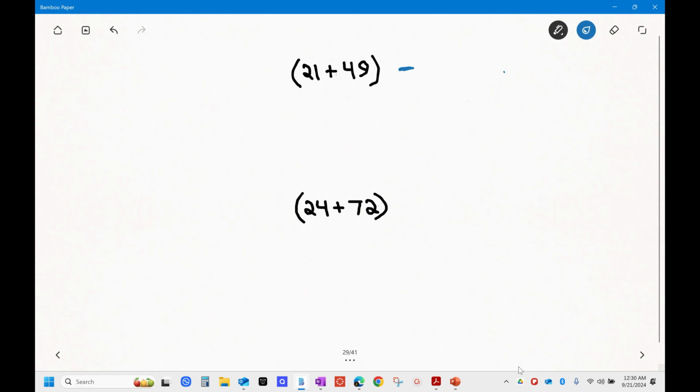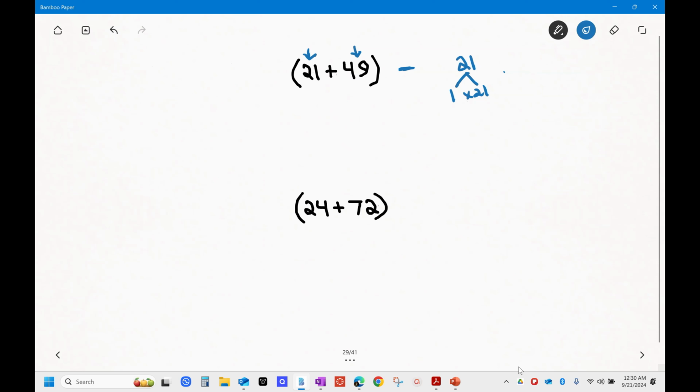So let's look at this first problem, and we just have parentheses 21 plus 49. Now here is where we get back to factoring. And remember, factors are the numbers that, when multiplied times each other, end up getting the target number. So in this case, our target numbers are 21 and 49. So let's do 21 first. We know 1 times 21 equals 21.